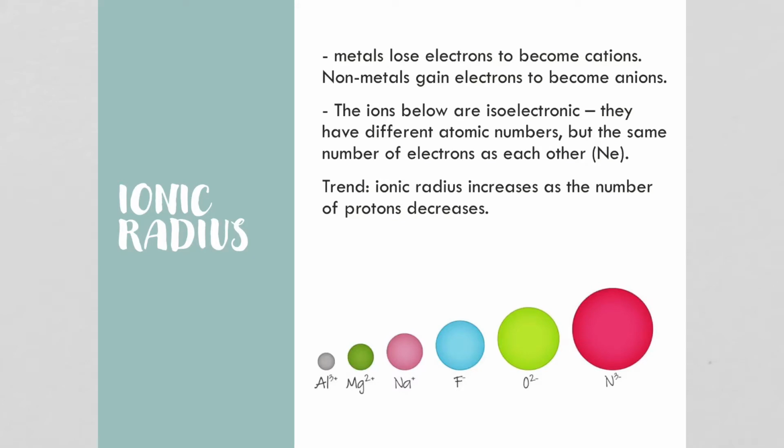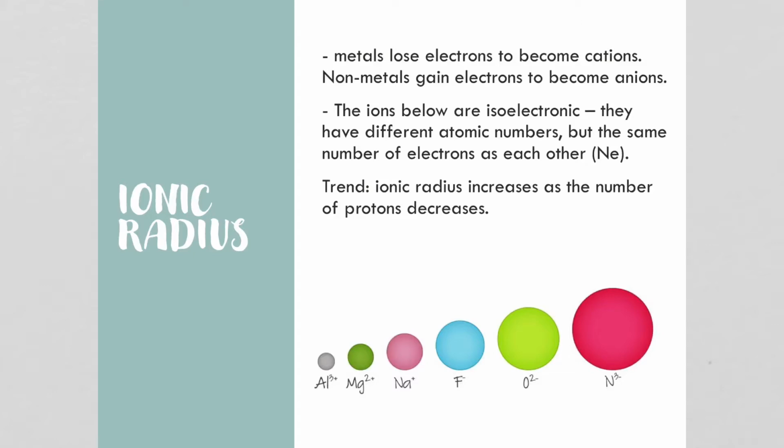Now the pattern with ionic radius is slightly different. Metals lose electrons to become cations, so positive ions, and non-metals gain electrons to become anions. And those ions, the ones below, are isoelectronic, which means that they have different atomic numbers, but they have the same number of electrons as each other, and as neon.